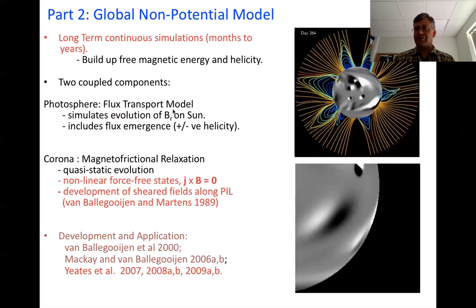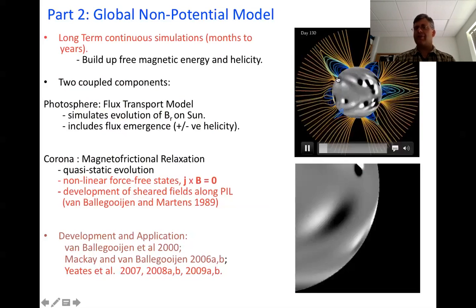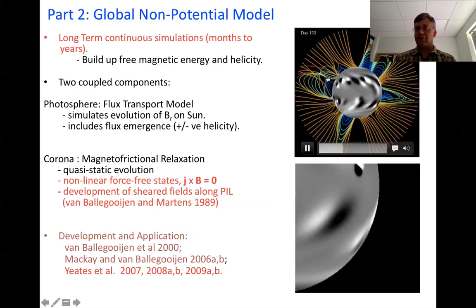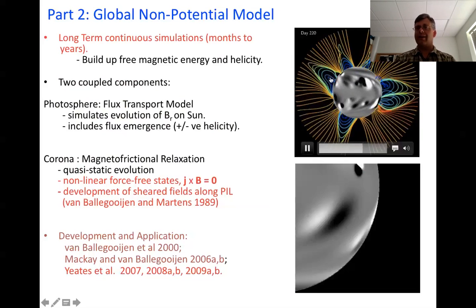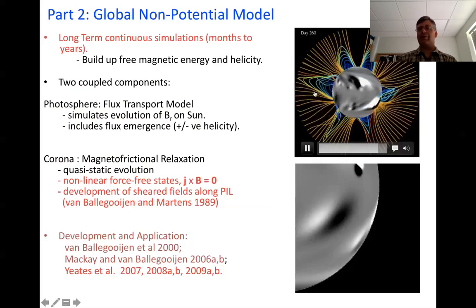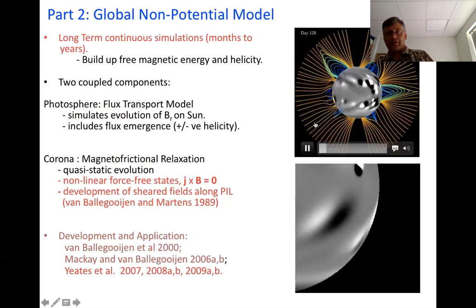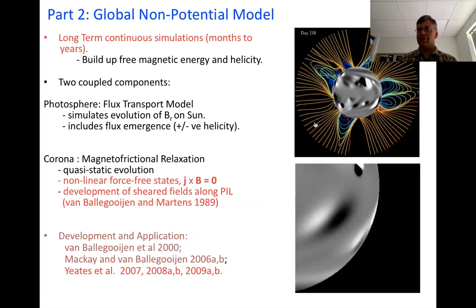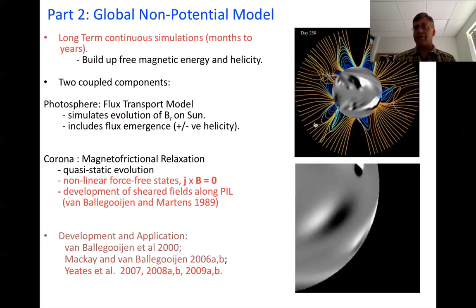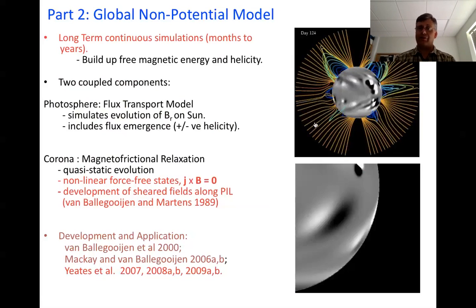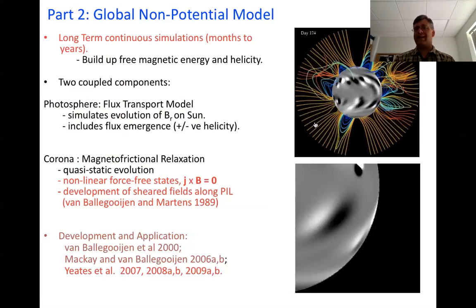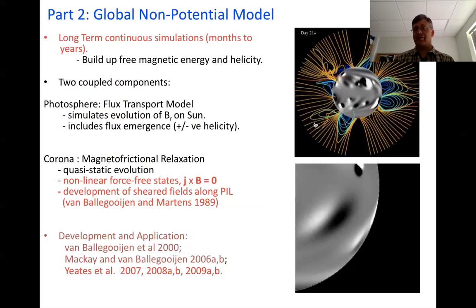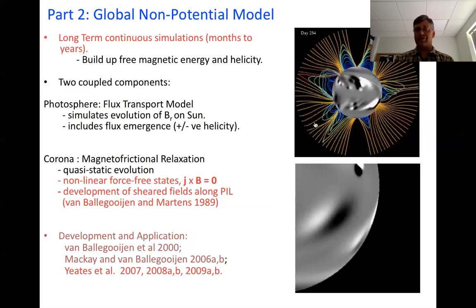Now, as the surface field is evolving, it's injecting energy and Poynting flux into the corona and non-potentiality into the corona. And of course, we need to consider how the corona is going to respond to this. Now, the standard way of doing this would, of course, just be to carry out an MHD simulation, but due to the Alfvén speed time step constraint, it's impossible really to carry out global MHD simulations of the sun over periods of months to years.